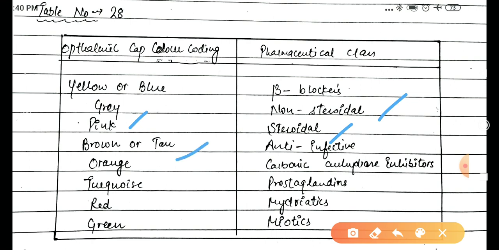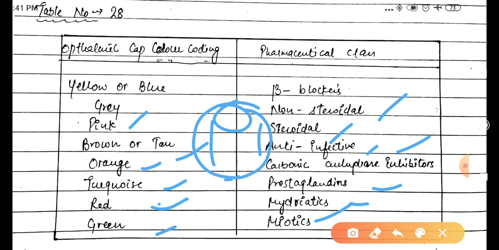If brown capping, it means anti-infective. For orange, it means carbonic anhydrase inhibitor, and turquoise means prostaglandins. Red color is for mydriatics, green color for miotics. These are all important colors according to the capping of any ophthalmic preparation. If you are using eye related products, all products are ophthalmic, and the cap color shows the class of drug.